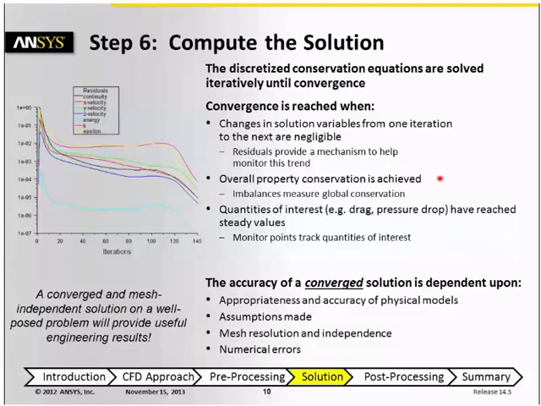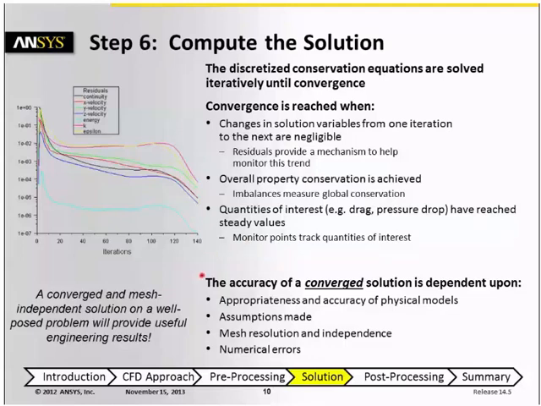Besides residuals, we also want to do mass and energy balances on the boundaries of the domain in order to ensure that property conservation has been achieved, and probably most importantly, we want to ensure that our quantities of interest, and depending on the problem it might be drag or pressure drop or temperature, whatever it happens to be, that these quantities have reached steady values and no longer change as the solution iterates. To do this, it's typical to set up plots similar to the residual plot, in which we plot monitors of the quantities of interest versus iterations.